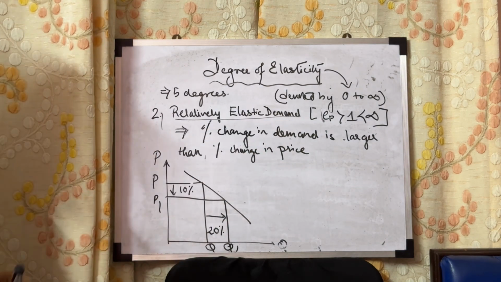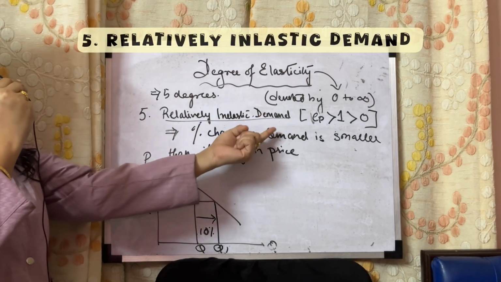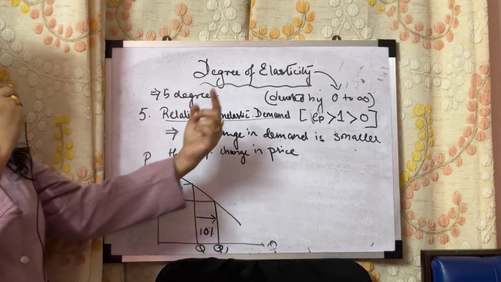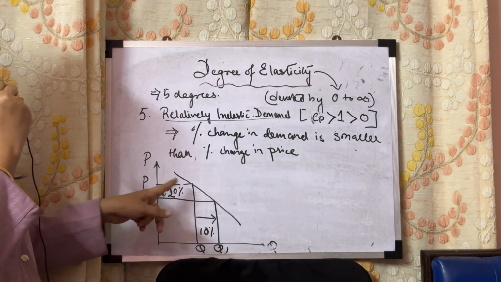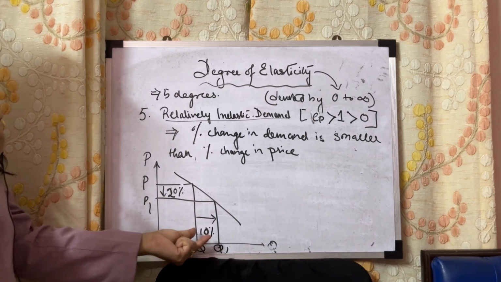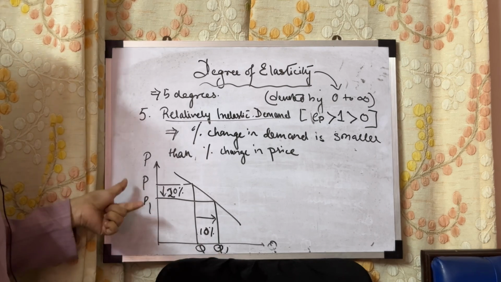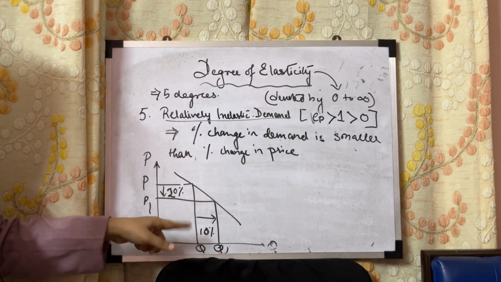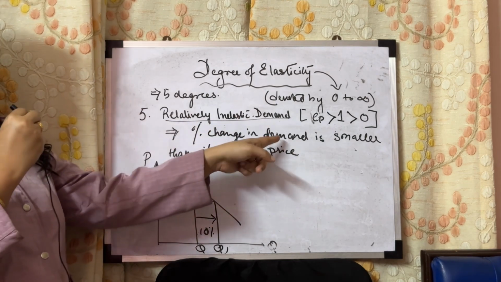What we're discussing here is the relatively inelastic demand. The relatively inelastic demand implies the percentage change in demand is smaller than the percentage change in price. So here we see that the percentage change in quantity demanded is only 10%, but here the price falls by 20%. So this is denoted as relatively inelastic demand.